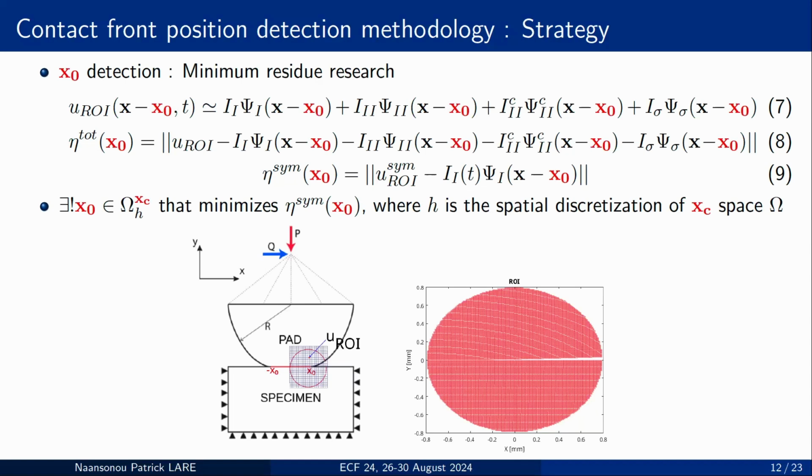It was the first approach, but if we want to take into account the physics of the problem, we notice that the symmetrical part of the displacement field, the symmetrical term I1 psi1, dictates the extent of the contact zone. So to detect the contact zone position, we minimize the residue on the symmetrical part of the displacement. So we use equation 9 instead of equation 8, which is more stable and gives good results.